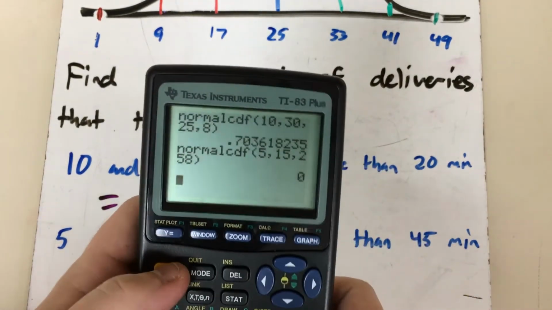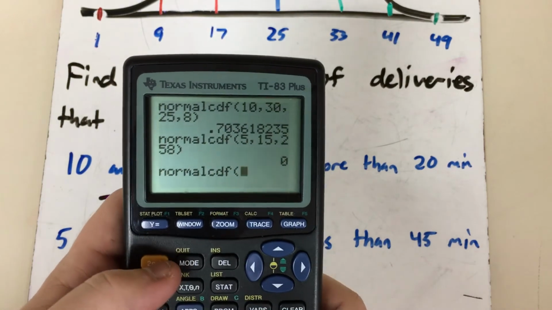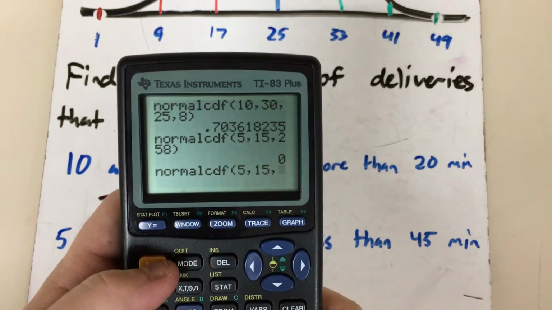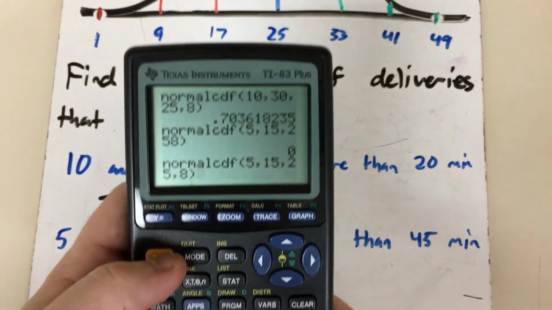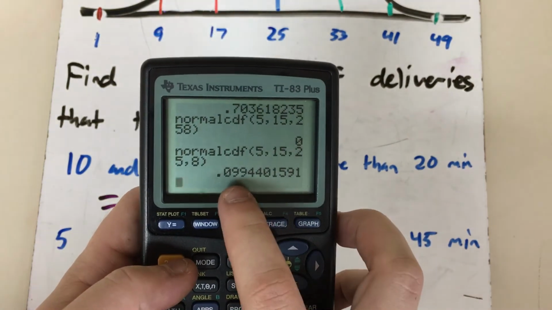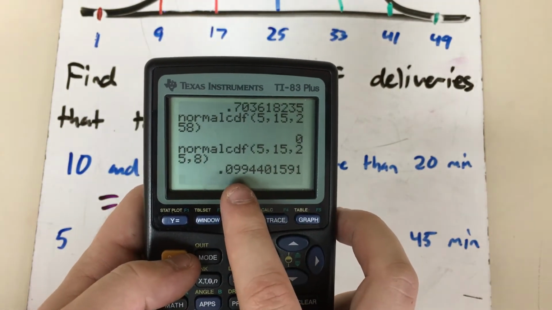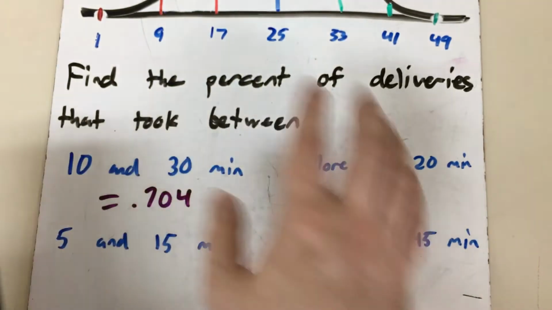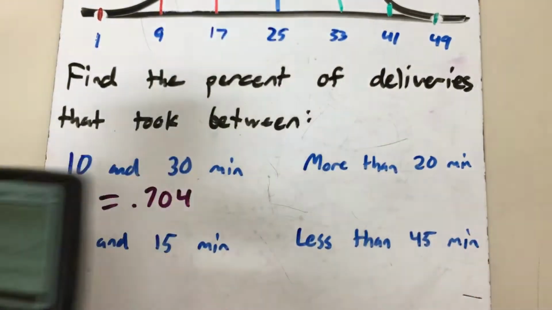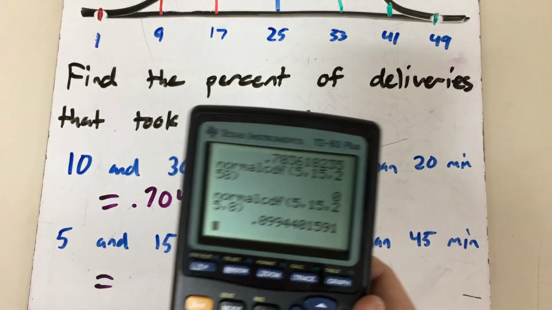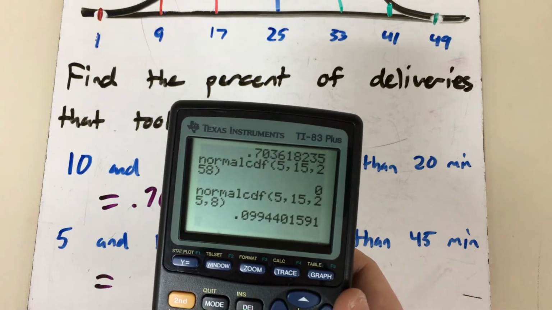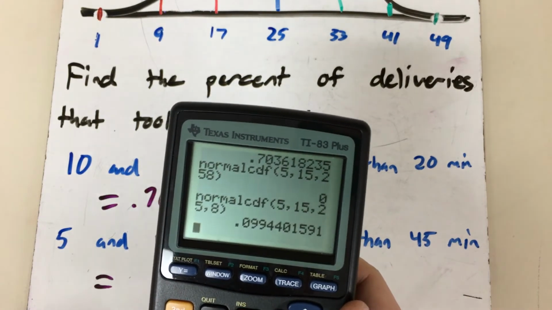All right, so let me try that again. Normal CDF, 5, 15, 25, 8. That gets me about 10%, in fact, almost exactly 10%. So this would tell us that 10% of these pizza deliveries take between 5 and 15 minutes. And this gives me almost 10%, but not quite, because if I round to 3 decimal places, it would just be 0.099.